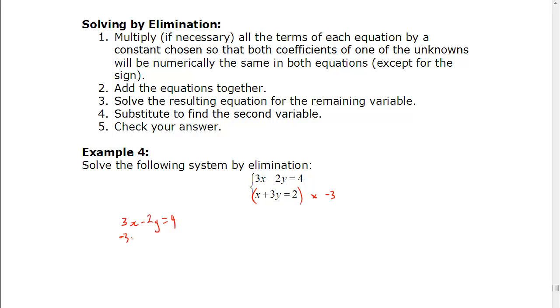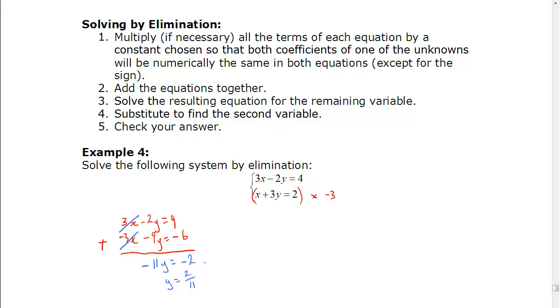That gives us minus 3x minus 9y equals negative 6. Remember, each term needs to get multiplied by negative 3. And what happens then, when we add these together, you notice that the 3x plus negative 3x, well, those cancel, leaving 0x if we want, but we don't even need to write that. Negative 2y plus negative 9y is negative 11y. And 4 plus negative 6 is negative 2. And this we can solve if we divide both sides by minus 11. We get y equals 2 over 11. And so there's the answer for y.